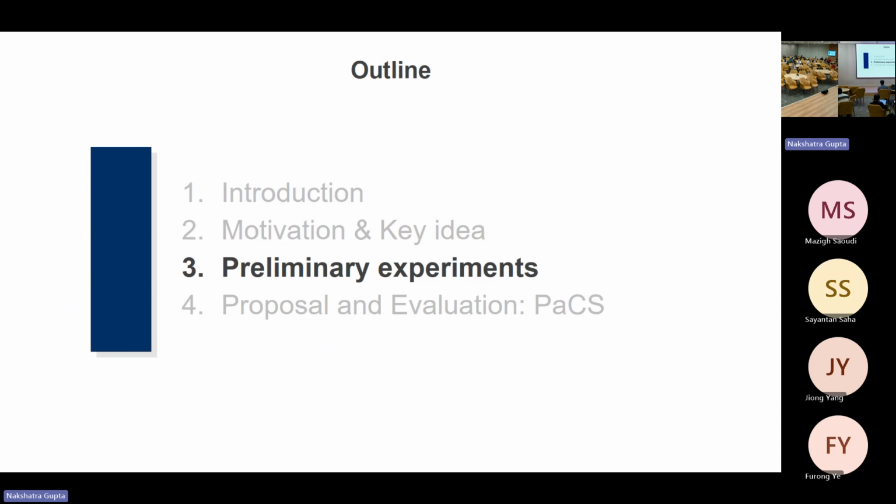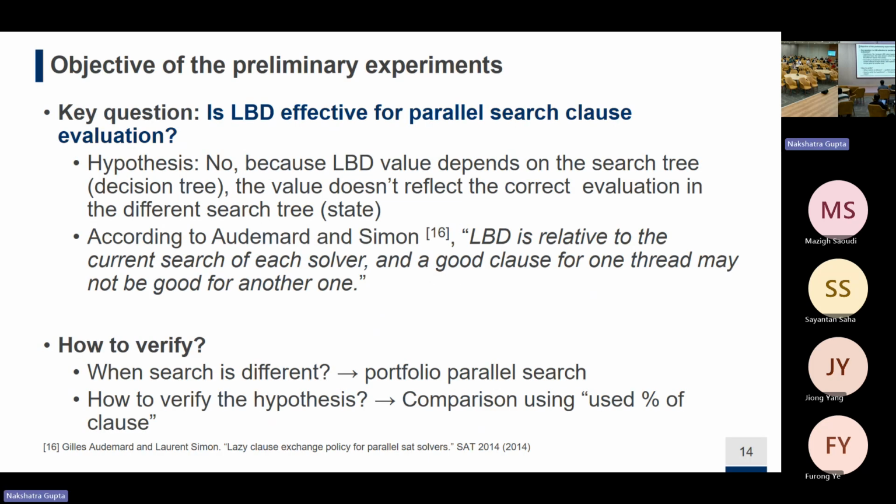So before moving to the proposal, let me touch on some preliminary experiment results. We conducted some preliminary experiments to answer the question: is LBD effective for parallel search clause evaluation? Our hypothetical answer is no. That is because the LBD value depends on the search state, like the decision tree, and each parallel worker should have a different search state. So the LBD value may not be appropriate for each worker after the sharing of the clauses.